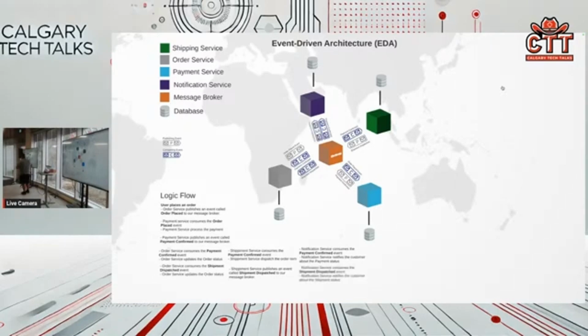But in parallel, our notification service will also consume this event and send a notification to the user saying that, okay, I got your payment. We already sent the payment notification. Now I'm sending you the dispatch notification saying that, okay, your product will arrive, I don't know, in 10 days or something like this.